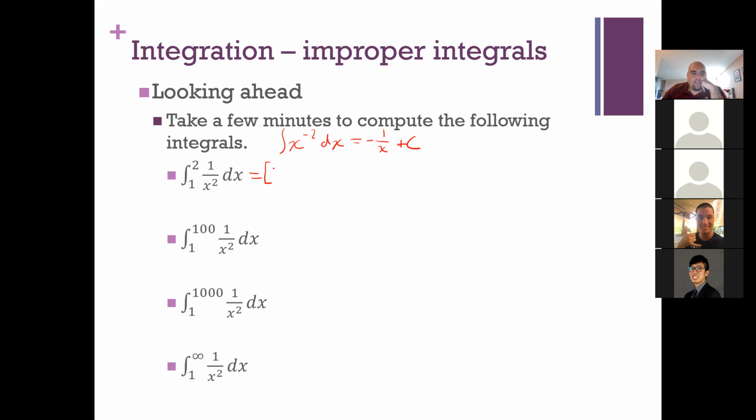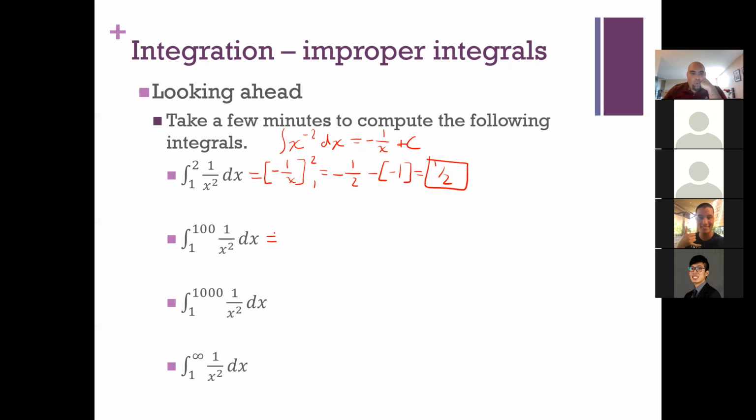So really what I'm doing for all of these is just evaluating -1 over x from 1 to 2, which should give me what? That would be 0.5 according to GC. Yeah. So let's try to do it by hand. But so yeah, -1/2 minus -1 equals 1/2. And really all these are going to come from that same antiderivative.